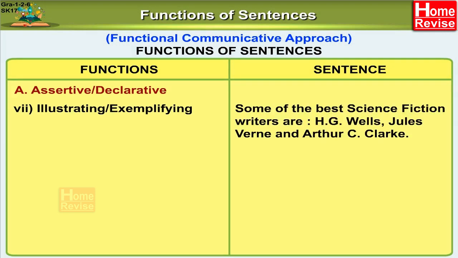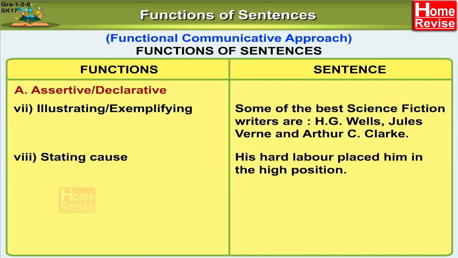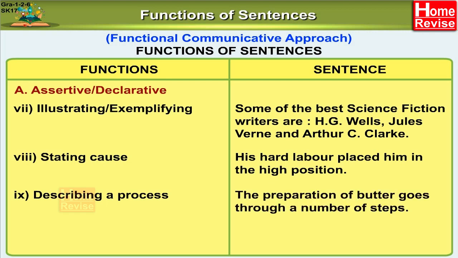Some of the best science fiction writers are H.G. Wells, Jules Verne, and Arthur C. Clarke. Eighth, stating cause. Sentence: His hard labor placed him in the high position. Ninth, describing a process. Sentence: The preparation of butter goes through a number of steps.